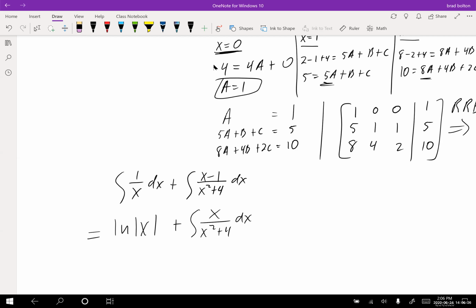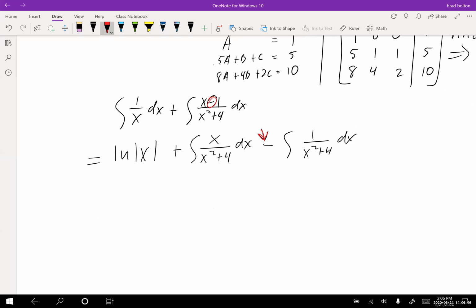So I'm going to split it, and I'm going to do x over x squared plus 4 minus the integral of 1 over x squared plus 4 dx. I just took this negative and put it right here, okay? So now this one is a u sub. So u equals x squared plus 4, and du is equal to 2x dx, divide by 2. This one is an arctan, right? So we're kind of ready to go now. So this is again why you guys have to know arctan right when you see it. You just got to know it.